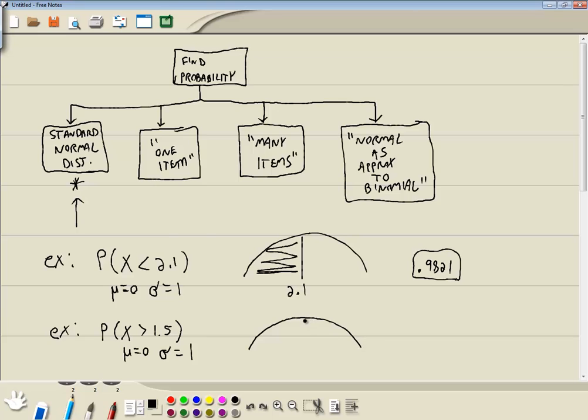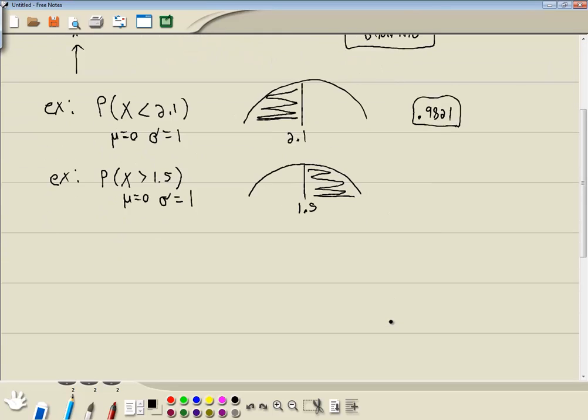Now if I draw this, here's 1.5, and greater than would be over here. Well, again, the HP Prime is based upon the area to the left. So what we have to do is rewrite this as 1 minus, and then here's 1.5. We rewrite it this way.